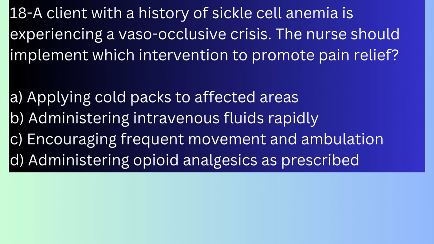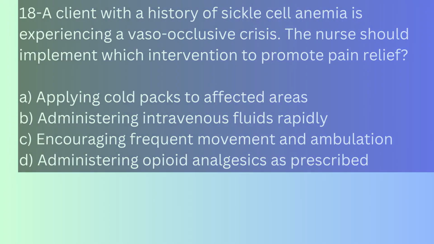Question 18. A client with a history of sickle cell anemia is experiencing a vaso-occlusive crisis. The nurse should implement which intervention to promote pain relief? A. Applying cold packs to affected areas. B. Administering intravenous fluids rapidly. C. Encouraging frequent movement and ambulation. D. Administering opioid analgesics as prescribed.